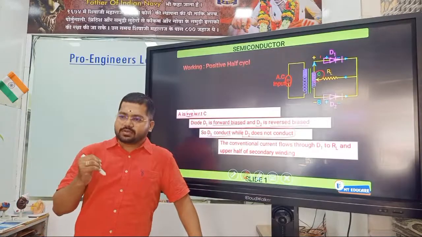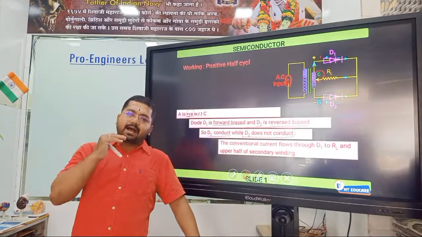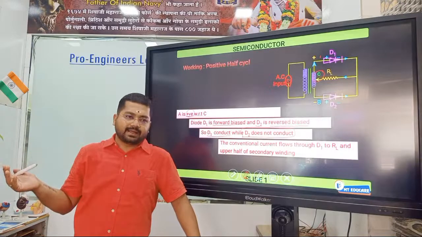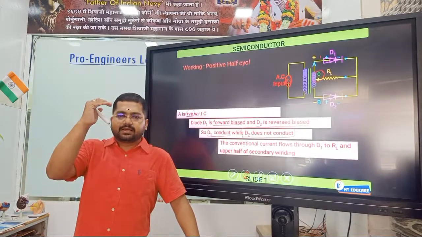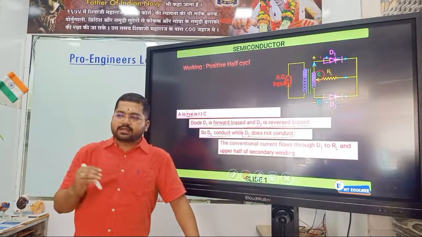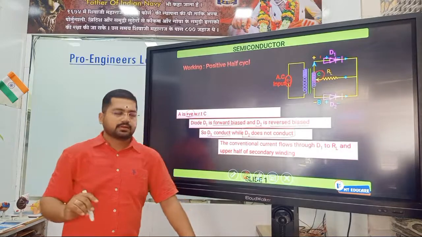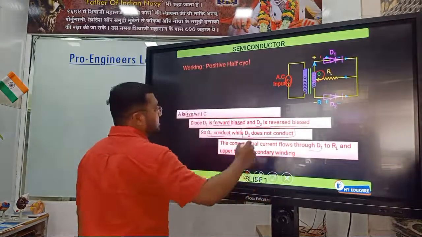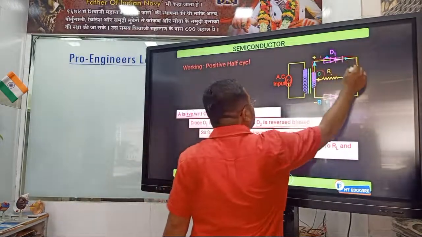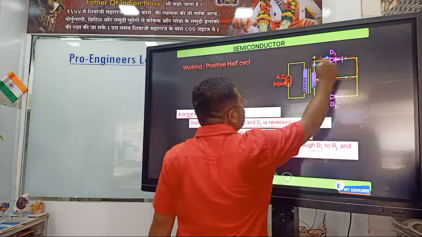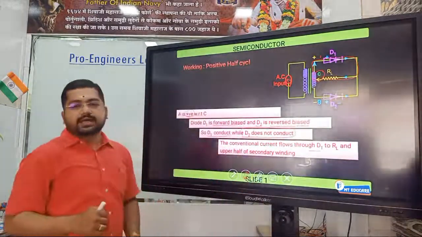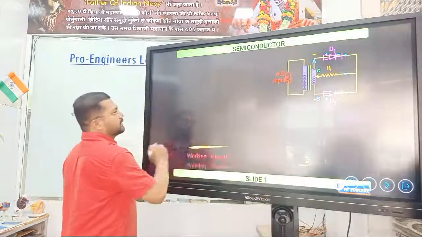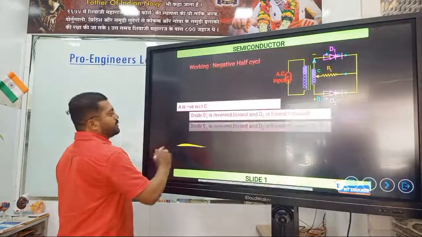Why? Because as we have seen, half of the portion is given to one diode and half of the portion is given to the second diode. So the positive half cycle is given to D1 and the negative half cycle is given to D2 for the first step. So conventional current flows through D1 to RL. It means like this, current will flow like this. Now that positive half cycle will not go to the next diode, right? Now for the negative half cycle, what happens?